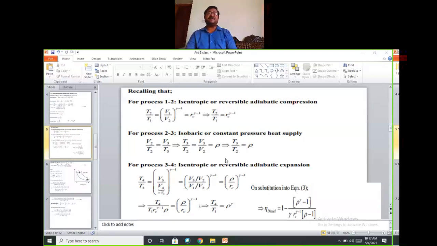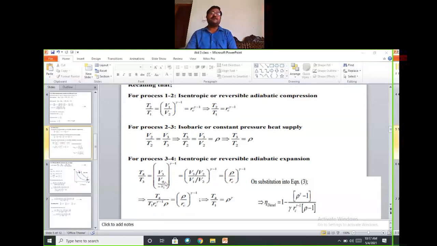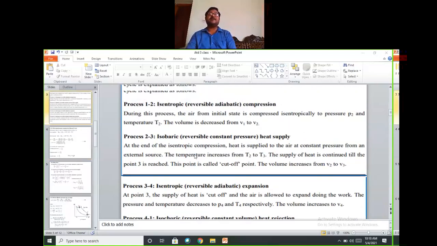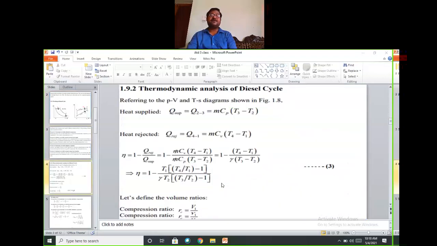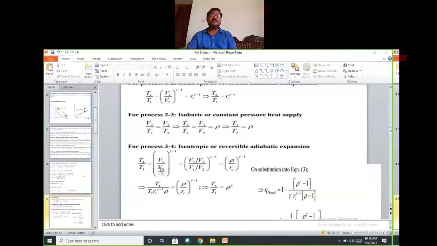3 to 4 is isentropic, or reversible adiabatic. T4 by T3 is equal to (V3 by V4) raised to the power of gamma minus 1, which is again divided and multiplied by V2. Here, V4 is equal to V1 because it is a constant volume process. Look, V4 is equal to V1. Since V4 is equal to V1, directly you are substituting V1 instead of V4. Divide and multiply by V2. It becomes V3 by V2, which is rho, and V1 by V2, which is rc raised to the power of gamma minus 1. T4 is equal to T3. What will you substitute for T3?